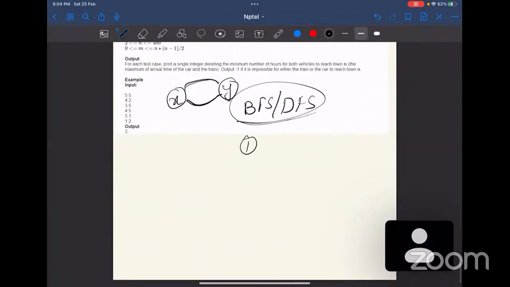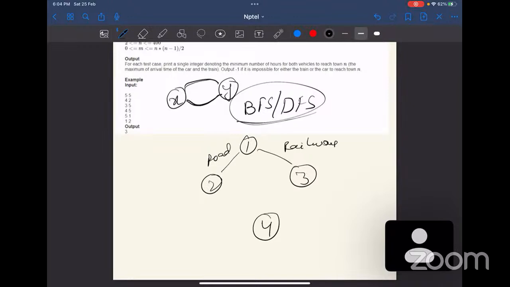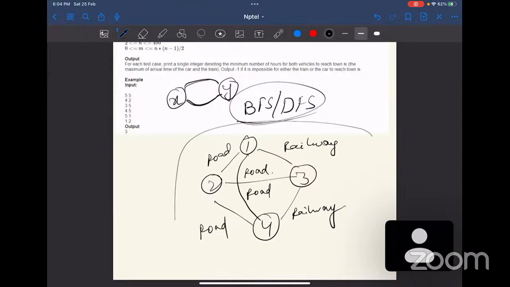So let's say we have 1, 2, 3, and 4. We have a road, a railway, a road, a road, a railway, and a road. So this could be one example of a map where 1, 2, 3, and 4 are towns, and these are given as roads and railways.